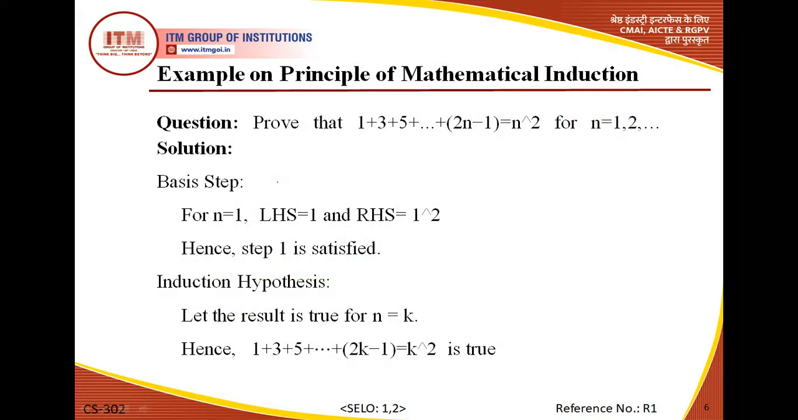Now let's see it over here. So we have an example over the principle of mathematical induction. Let's see. Okay. So prove that 1 plus 3 plus 5 plus up till 2n minus 1 is equals to n to the power 2. Okay. So we have to prove this result. Now we have to prove this result for n is equals to 1, 2, 3, and so on. So we have to prove this result for the set of natural numbers. Okay. We have to prove this result for n is equals to 1, 2, 3 up till, yes, all the natural numbers. Hence, we would use what? Principle of mathematical induction.